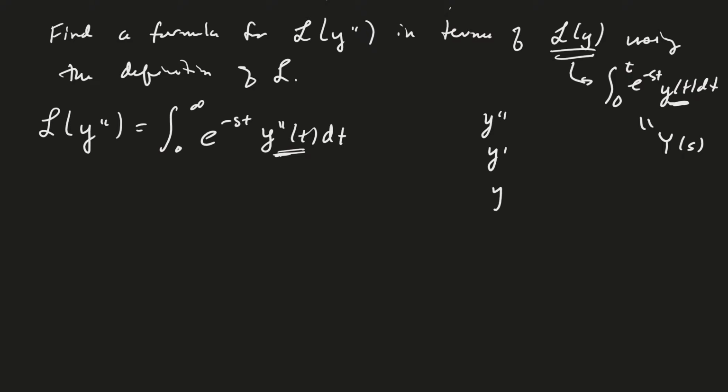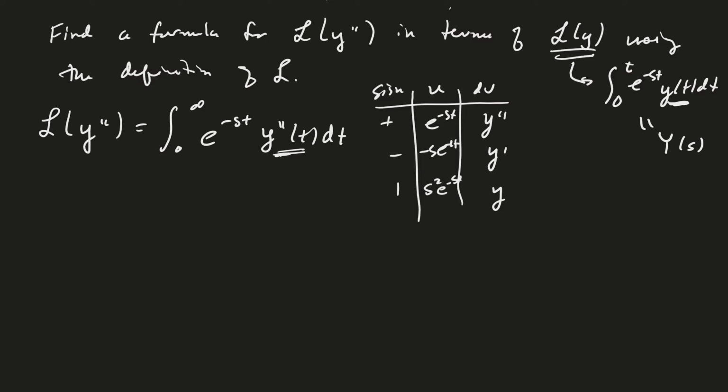Good. Okay, so then let's go ahead and I think we can do, if I have y double prime at the end, I can anti-differentiate a couple of times in the table for u dv. Okay, and so I would have my plus here and my e to the minus st here, minus s e to the minus st, s squared e to the minus st, minus plus. And so I see that this integral is going to be y prime times e to the minus st from 0 to infinity. Minus minus is a plus, so that's going to be plus s y e to the minus st from 0 to infinity.